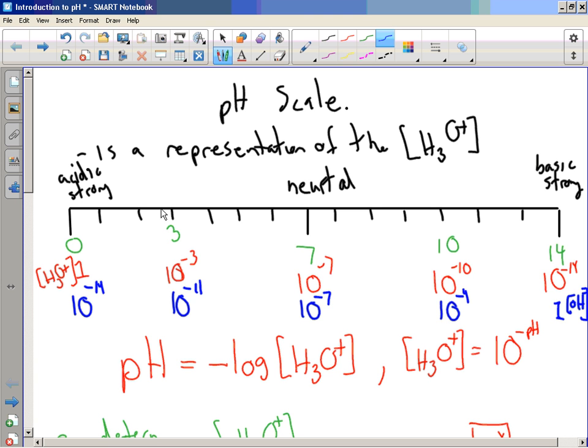Now notice, I have a pH scale up here, okay? And it comes from these numbers, but there's no reason I couldn't have an opposite scale below it. What would we call a scale that looks at the concentration of OHs instead of H's?